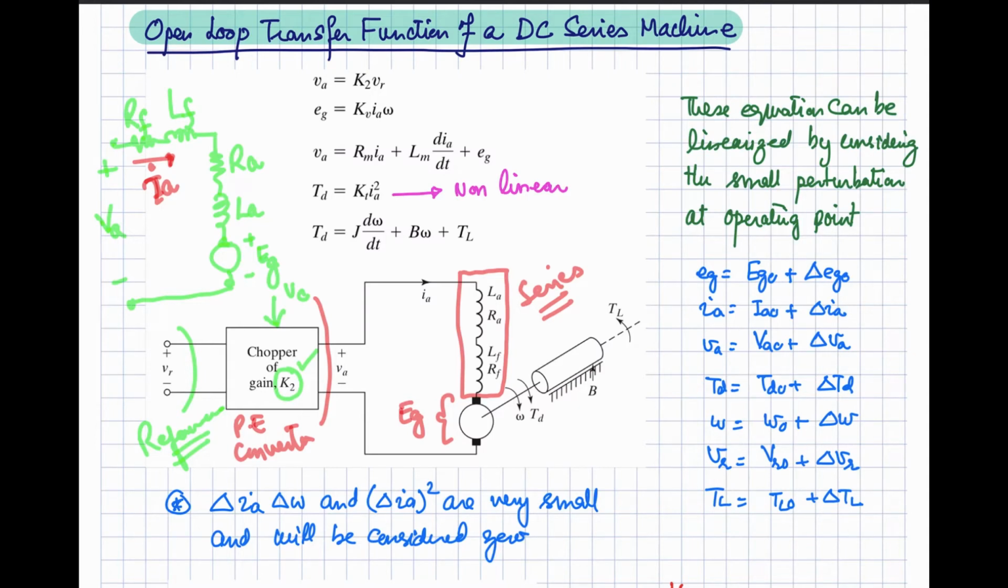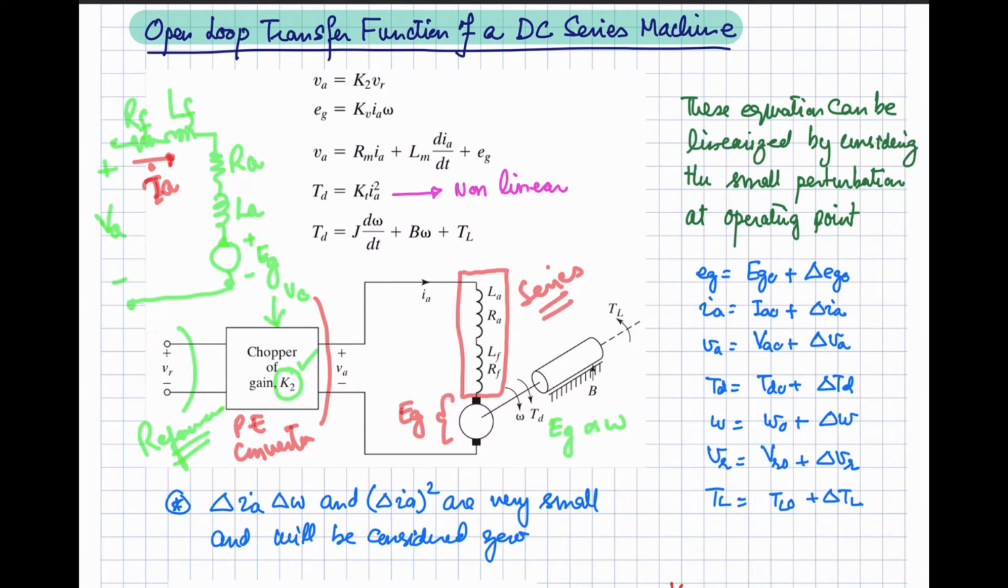Now if we look at the equations which are going to describe this machine, the first equation is this one, VA is equal to K2 into VR, where K2 is the gain of this chopper, VR is the control voltage that you are going to apply. So the output voltage is VA, that is applied at the terminal of the machine. And the back EMF over here is a function of the speed. As the speed will increase, there will be more induced EMF in the armature winding or in the field winding as well. Both of them are in series.